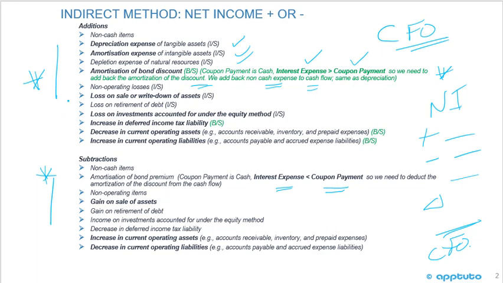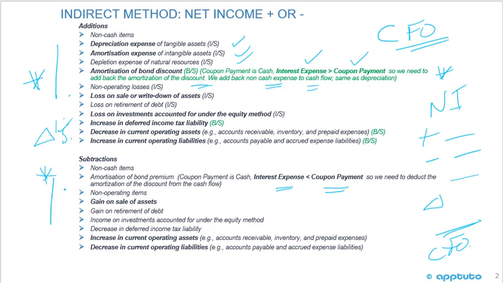And you can see certain other things like the loss on sale, write-down of assets, loss on investments accounted for under the equity method, increase in deferred tax liability, decrease in non-current operating assets, yes, of course, decrease in assets. Accounts receivable goes down, that's an increase in cash. So now we're looking at the changes in the balance sheet accounts, okay?